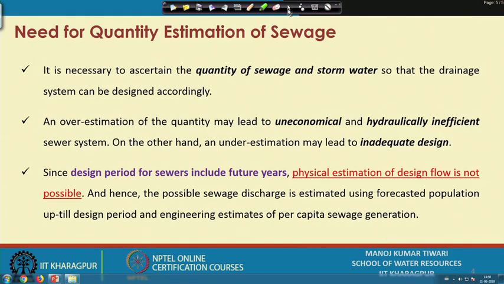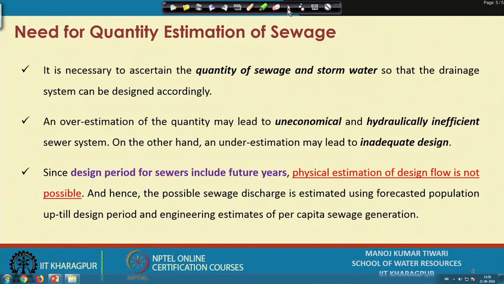Now, if we ask what is actually the need of this quantity estimation of the sewage, why we are talking about this. The first thing is that it is necessary to know the quantity of sewage and storm water which is coming, so that the drainage system of the city or the town can be designed accordingly.